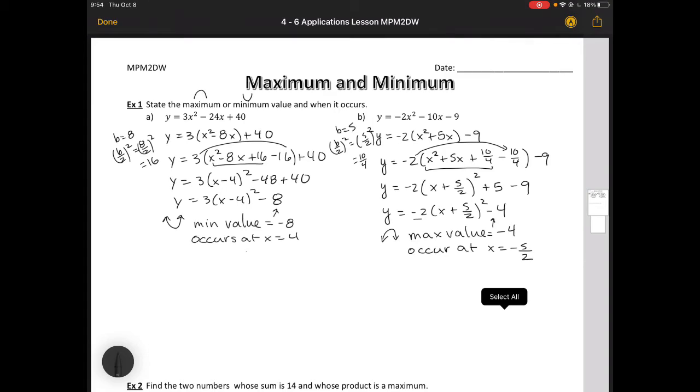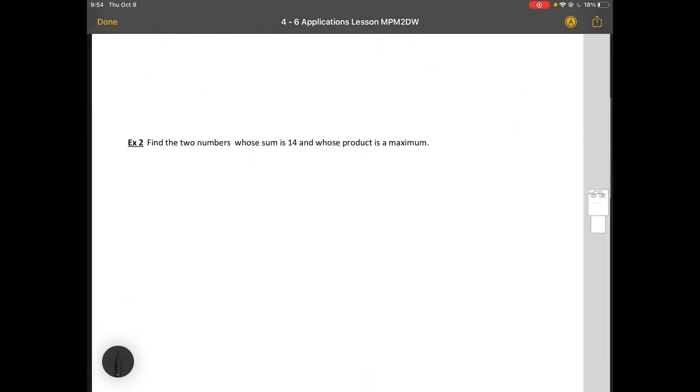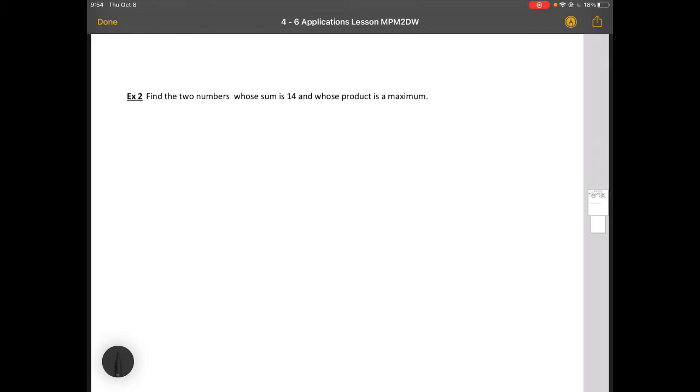So let's take a look at some examples where you might see in a word problem or in the real world. And so here we're trying to find two numbers whose sum is 14 and whose product is a maximum. So I'm going to let x represent one number and let y represent the other number.